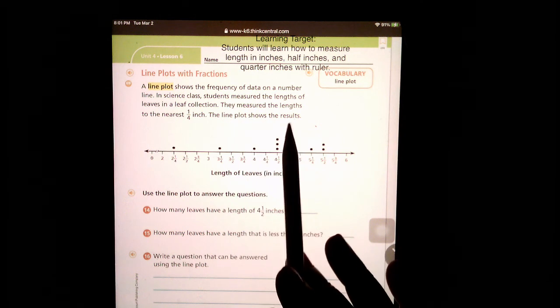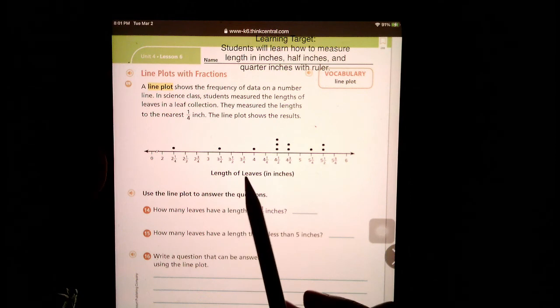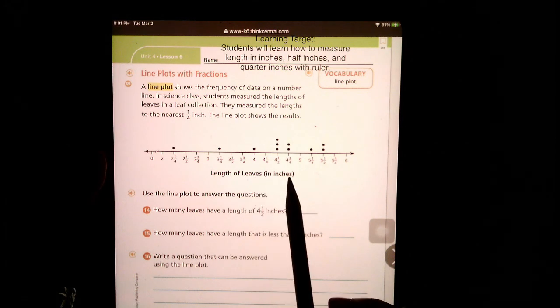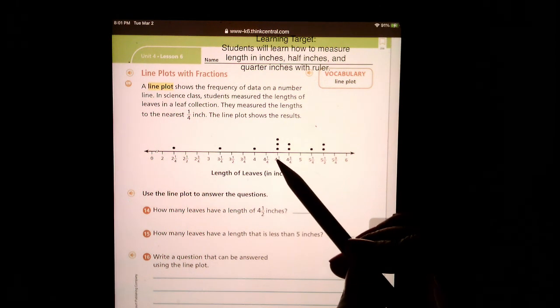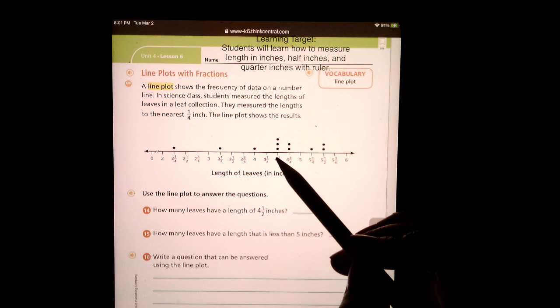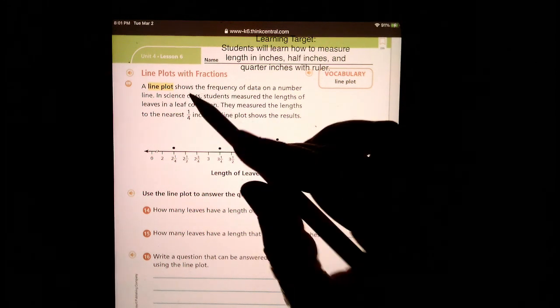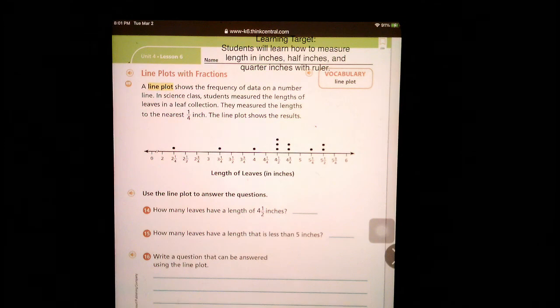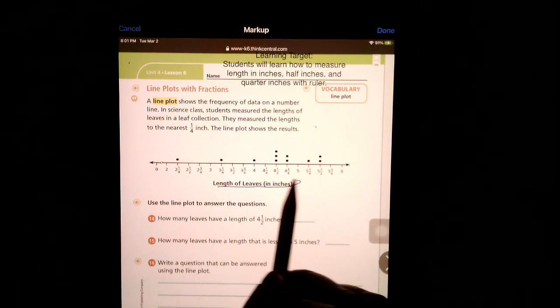Okay, so let's take a look at this. Here is the title, Length of Leaves in Inches. And then look here. I see 3 dots. So 3 of those leaves measured 4.5 inches. That's what the 3 dots mean. And remember, we're talking about a leaf collection. Let me pause and grab my pen. Okay, so continue. We're looking at the length of leaves in inches.